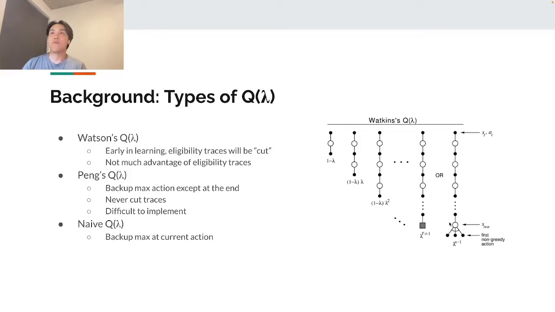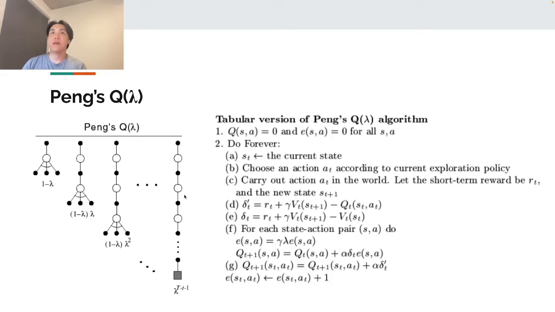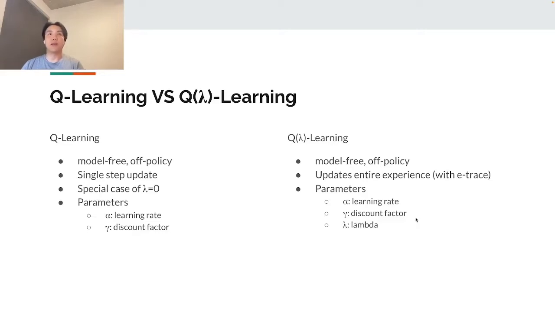Here is a diagram of Watkins's Q lambda. And then here's also an implementation and pseudocode of Peng's Q lambda. And now I'll discuss some of the differences between Q learning and Q lambda learning. Q learning can actually be generalized as Q lambda learning as a special case where lambda is 0. And then for the parameters, we have the learning rate and the discount factor for both, and then lambda is special to Q lambda learning.